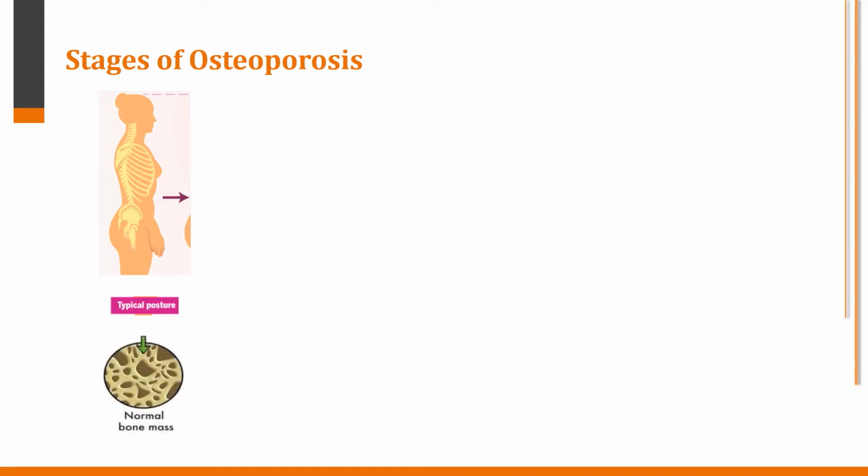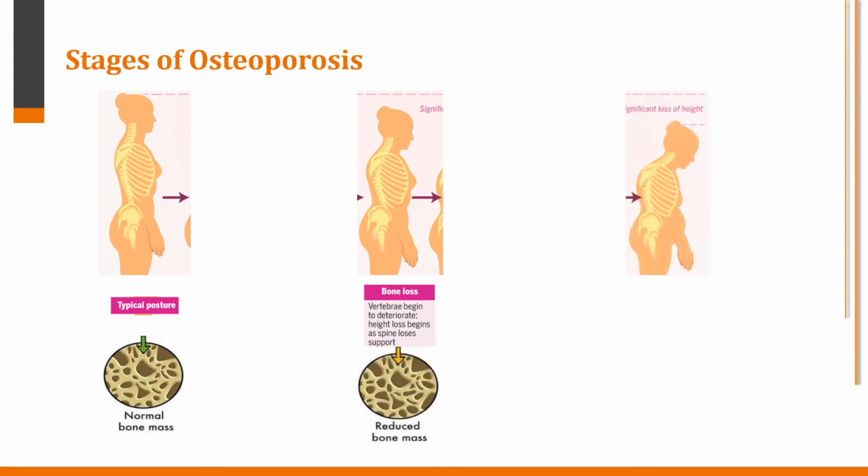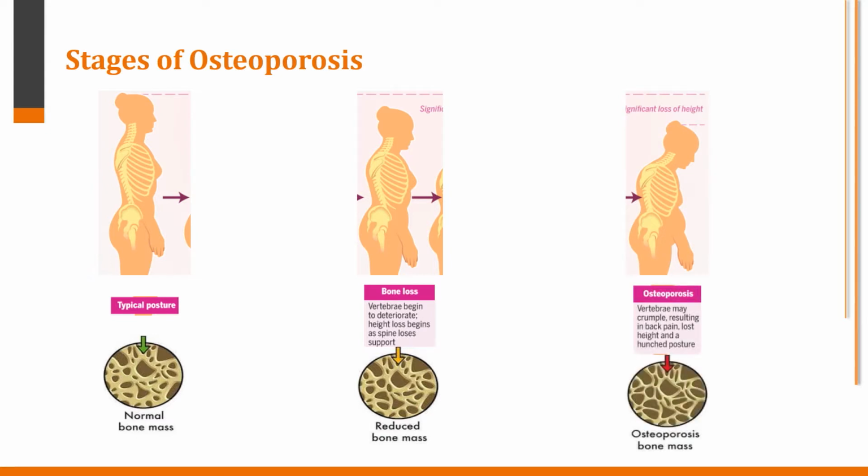Stages of osteoporosis. With menopause, normal bone mass slowly reduces and becomes more porous, or osteoporotic. This results in back pain, loss of height, and increases the risk of fracture. Typical posture. Normal bone mass. Bone loss. Vertebrae begin to deteriorate. Height loss begins as spine loses support. Reduced bone mass. Osteoporosis. Vertebrae may crumple, resulting in back pain, lost height, and a hunched posture.